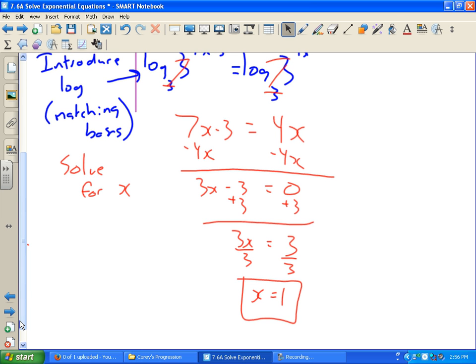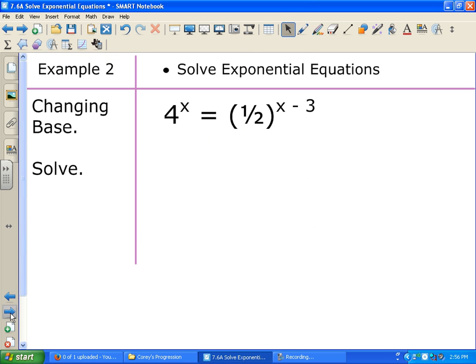All right, next problem. 4 raised to the x equals 1/2 raised to the x minus 3. Well, 4 is not the same thing as 1/2. I need to match the bases up. However, will I do that? I think the easiest way to do it is get both of these as some expression of the number 2.